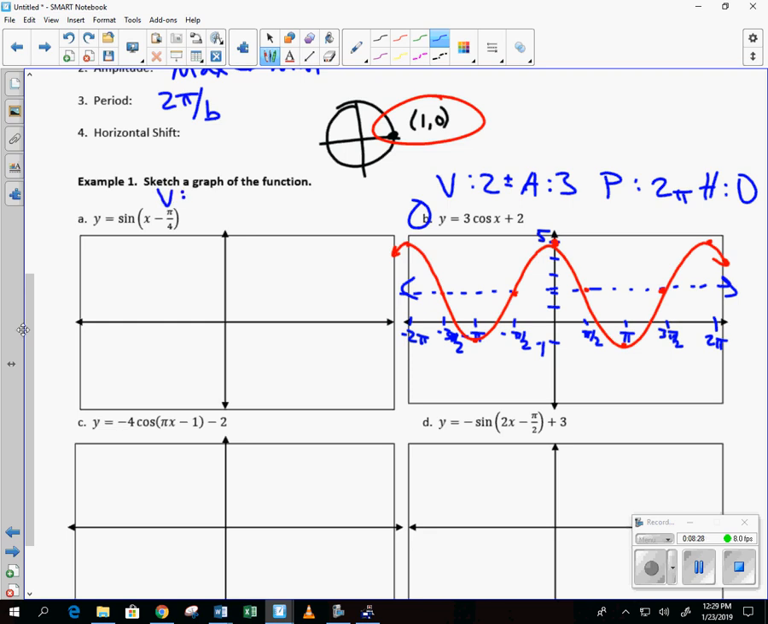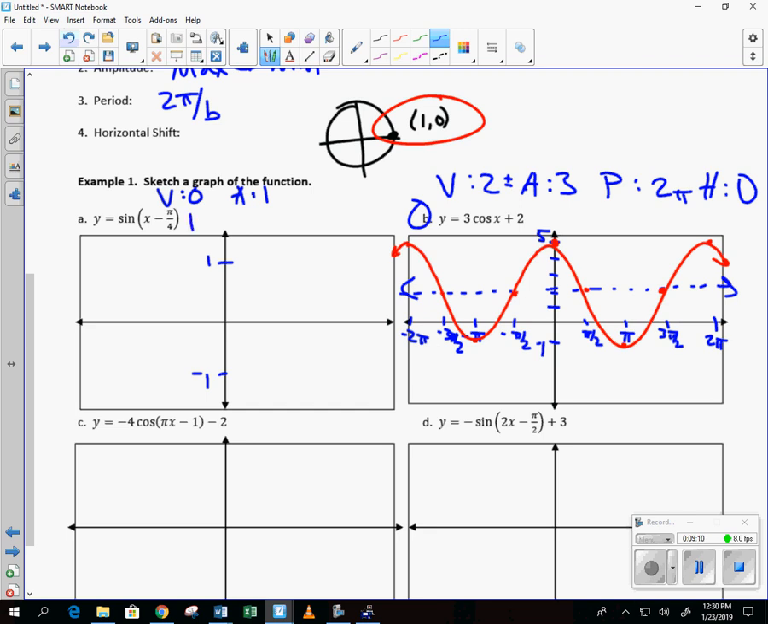We start with the vertical shift. What's the vertical shift here? 0. Very good. What is the amplitude? 1. So what is the maximum value of the graph? 1. What's the minimum value of the graph? We good? Okay. All right. So we've got those marked out. So the vertical portion is taken care of.